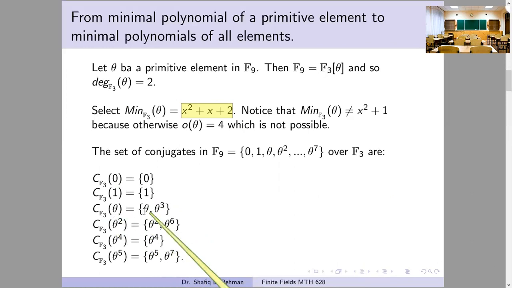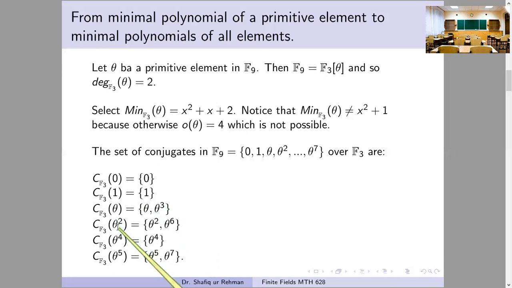You know by a theorem how to obtain the conjugates. We have to take powers of theta. First of all write theta, then take the power 3 of theta. And if again I take the power 3, then we will get theta power 9, which equals theta again. So we will get repetition, so we stop here.